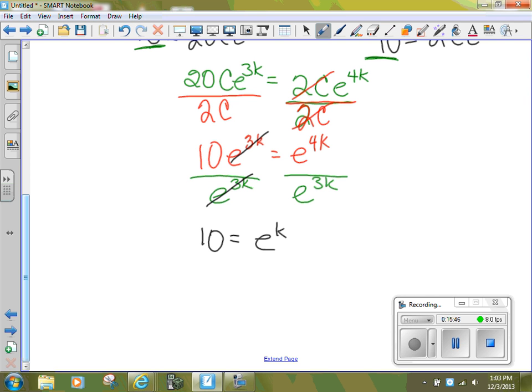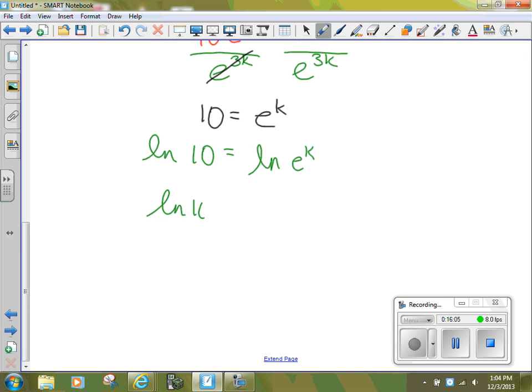So what am I going to do? Now, natural log of both sides. Oh, geez. Can I do anything to natural log of 10? No, I've got to leave it alone. What's the natural log of e to the k? k. Holy moly. Am I done? Is that the equation? Remember, I need the equation. What do I not have? I don't have C. Oh, okay. I have k. Now let's find C.